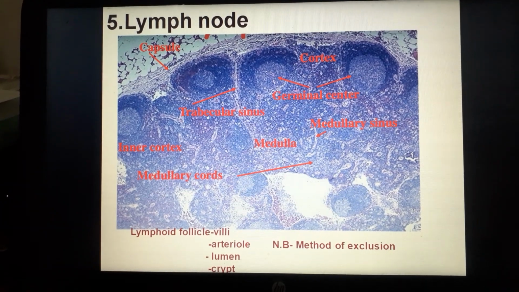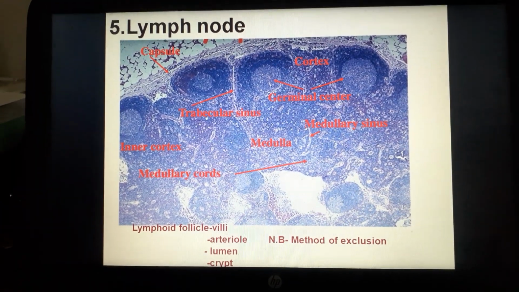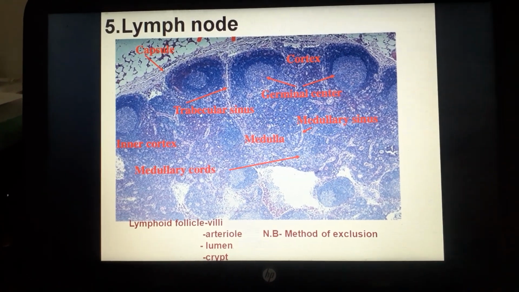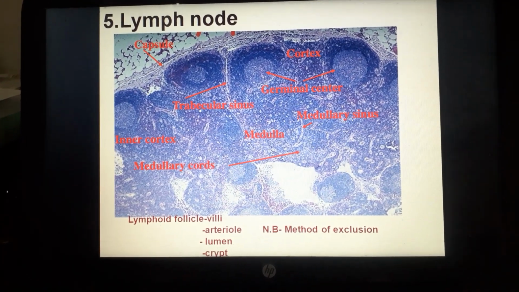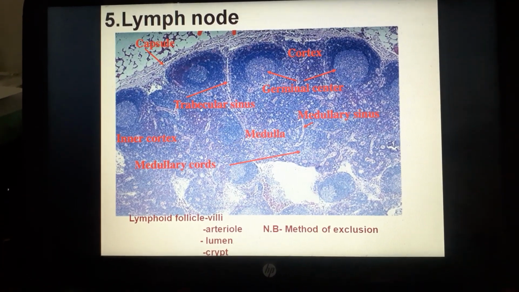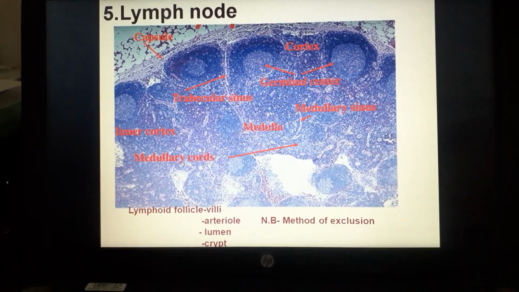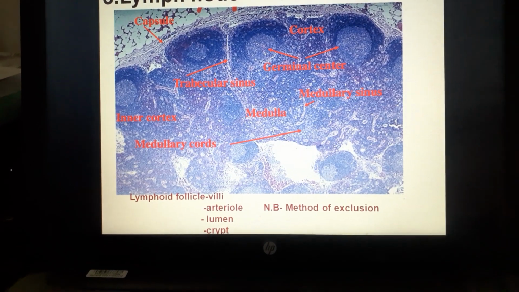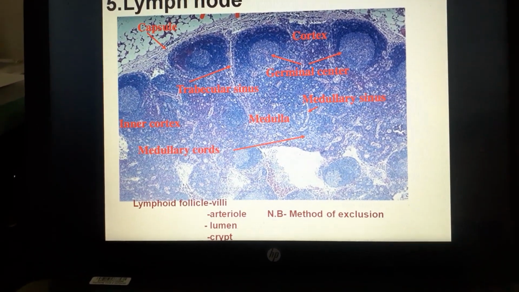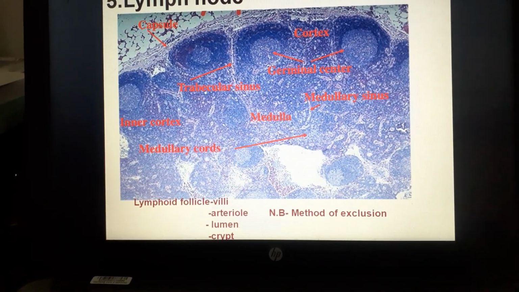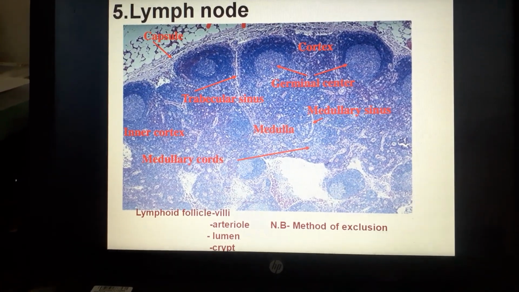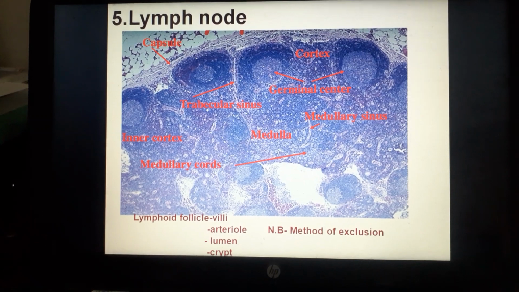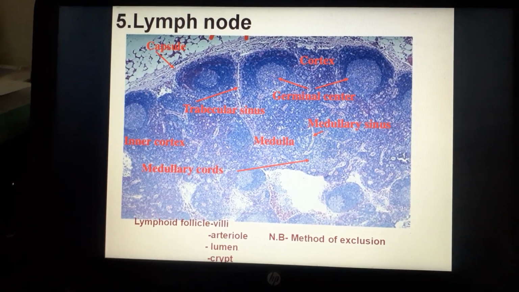In the lymph node, the method of exclusion: lymphoid follicle but there is no villi, no crypt, no small lumen like in appendix. So the method of exclusion: no villi, no arteriole, no lumen, no crypt. So it is of lymph node if that is full of lymphoid follicle.